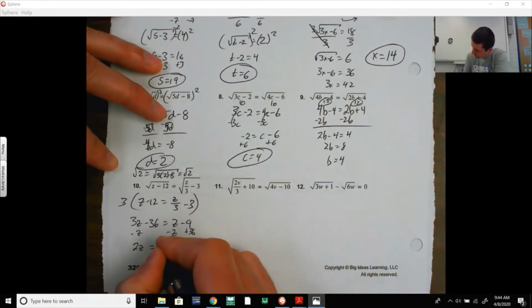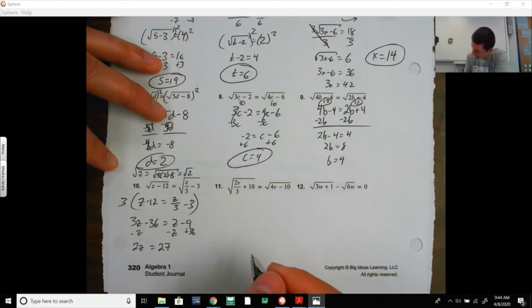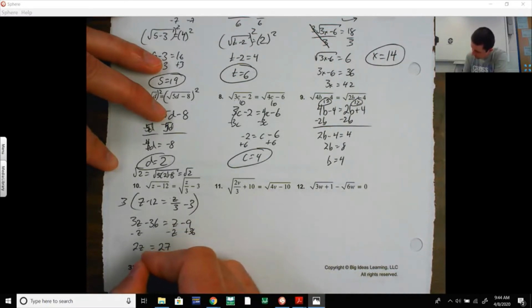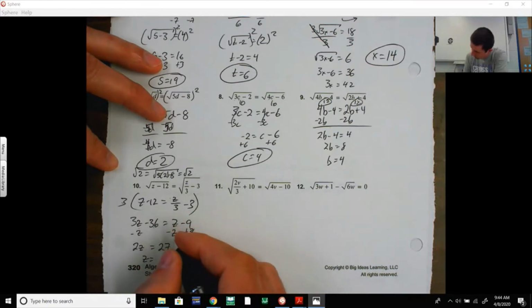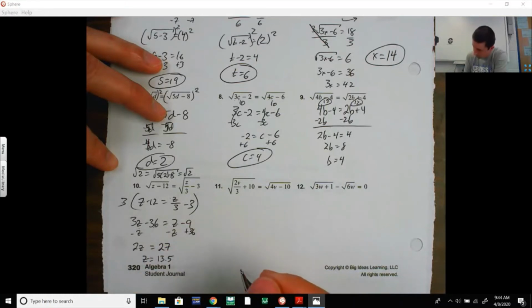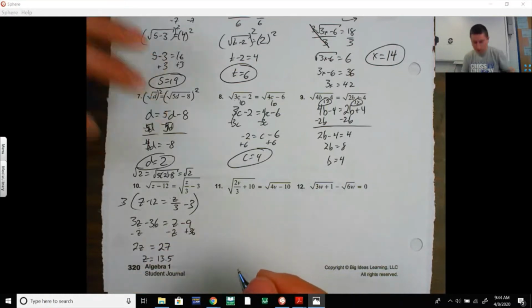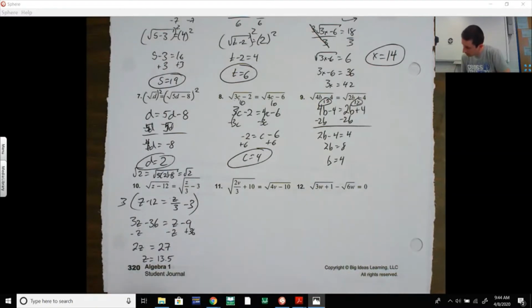equals 27. Yep. So z is going to equal 13.5. Did we do that right? I'm starting to question my... Okay, 9 plus 36.